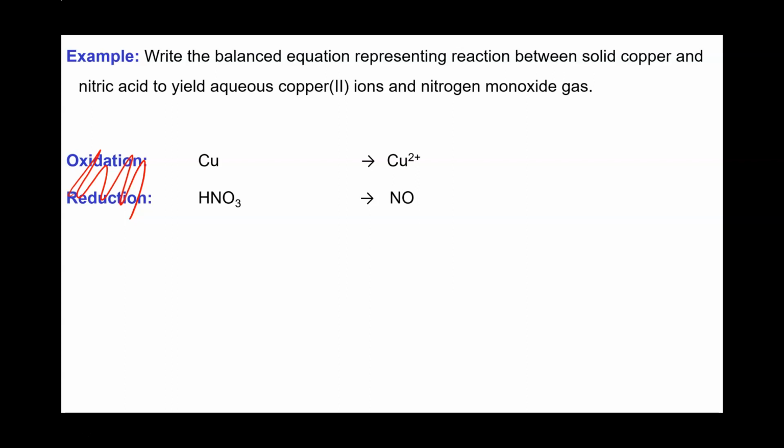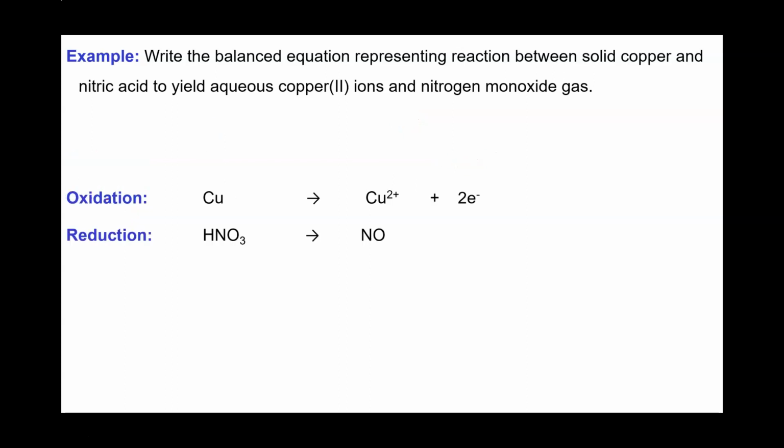And then it says balance for charge by adding electrons, and we're going to add the electrons to the more positive side. So on the left here, we've got 0 charge. On the right, we've got 2+. So how do I get these two to balance? I'm going to have to add in 2 electrons. So at that point, my oxidation half reaction is balanced. Now I'm going to move on and do my reduction half reaction. So the top one there is balanced.